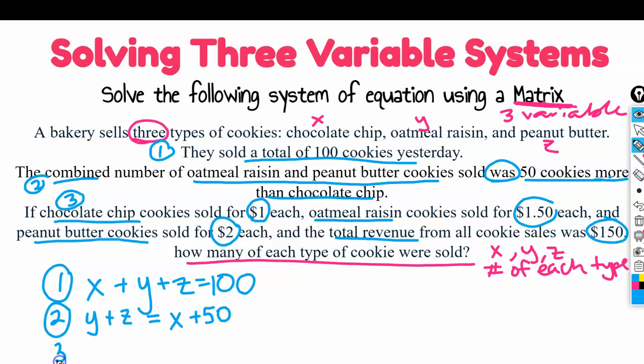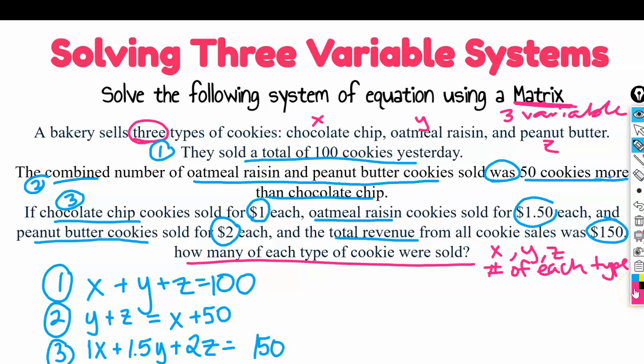And then for my third equation, I see that the chocolate chip cookie sold for $1 each. So $1 times X plus $1.50 for each oatmeal raisin cookie, 1.5 times Y, plus peanut butter cookies, 2 times Z. In total, all of that money added together would be $150.